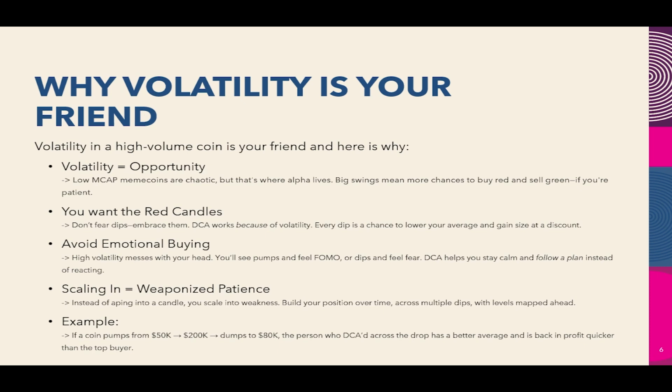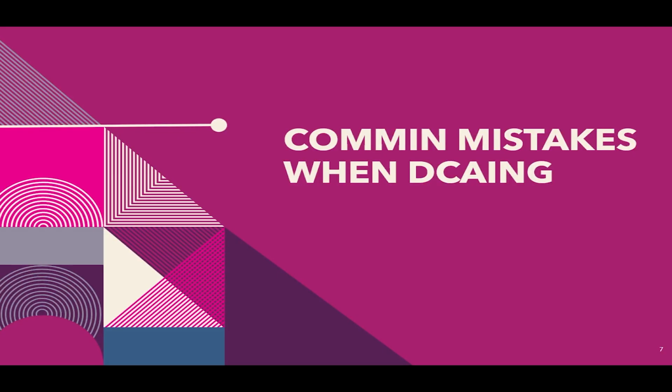An example would be if a coin pumps from 50K to 200K, then dumps to 80K, the person who DCA'd across the drop has a better average and is back in profit quicker than the top buyer. So that's how that works.